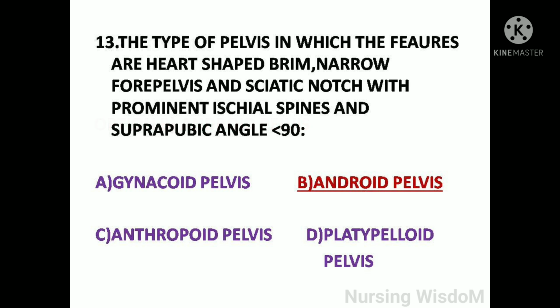The type of pelvis in which the features are heart-shaped brim, narrow forepelvis, and sciatic notch with prominent ischial spines and subpubic angle less than 90. The answer is option B, android pelvis.